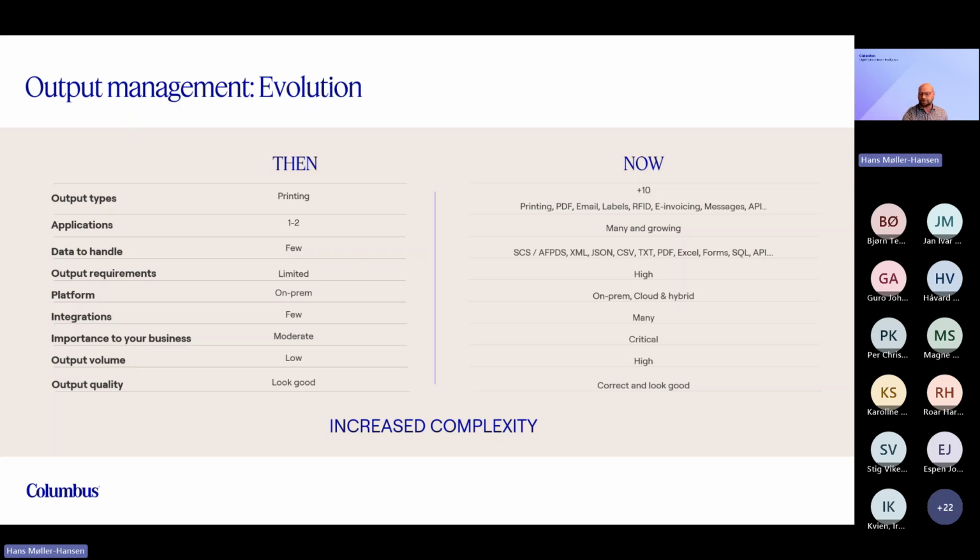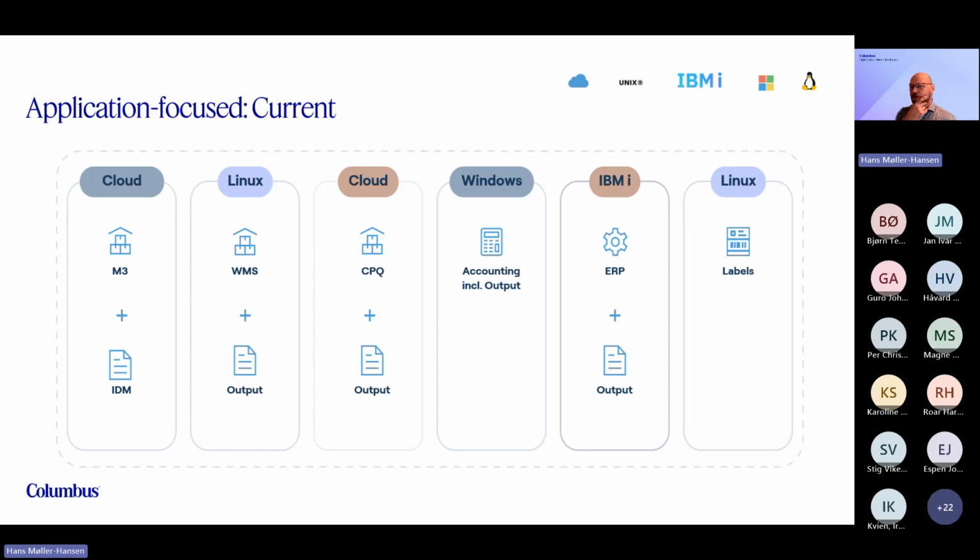Now the next slide. This is how we used to think about output management. We used to think about it as application focused. So M3 came with an output solution on-prem. It was more or less bundled together with Stream Server. I know a few customers chose something else, but when you're talking output for M3 on-prem, it was Stream Server. When you talk output in cloud, we are talking IDM. That's how it is. Then your VMS system, your CPQ, they might come with their own output applications.